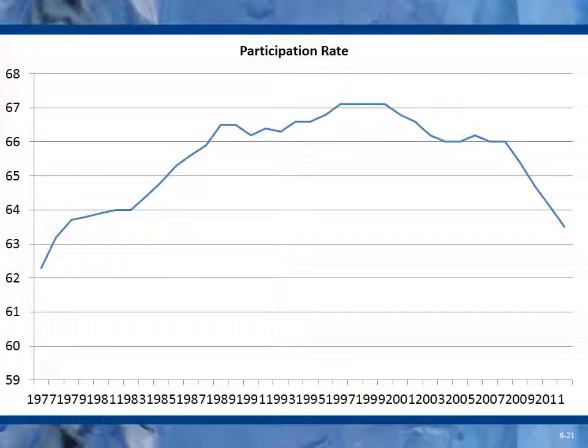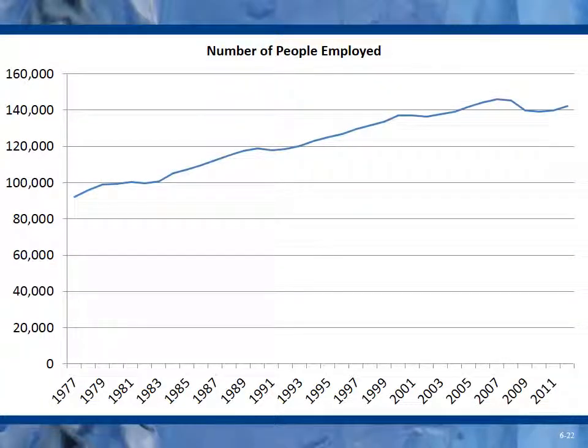And that's dropped, it's actually down under 63 right now. It's continued to plummet in recent years. And so our unemployment rate is dropping because there's less people in the workforce and looking for work. So that really explains most of the drop that we saw on the previous slide in unemployment over the last year and a half or so. Looking at the number of people employed, this is the total number of people in the workforce.